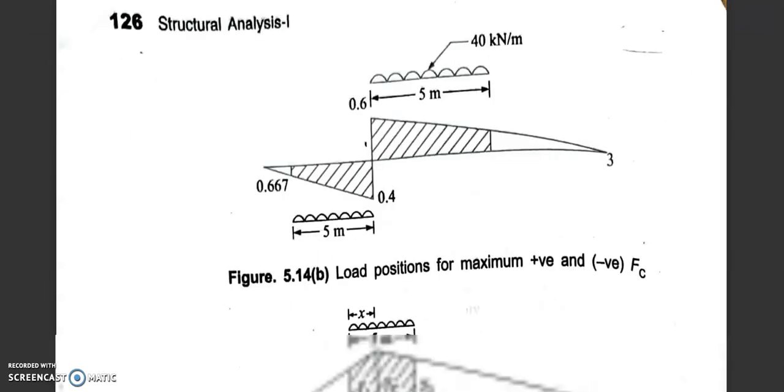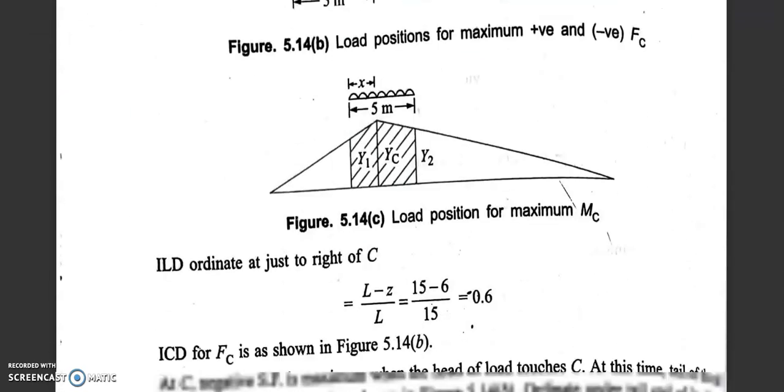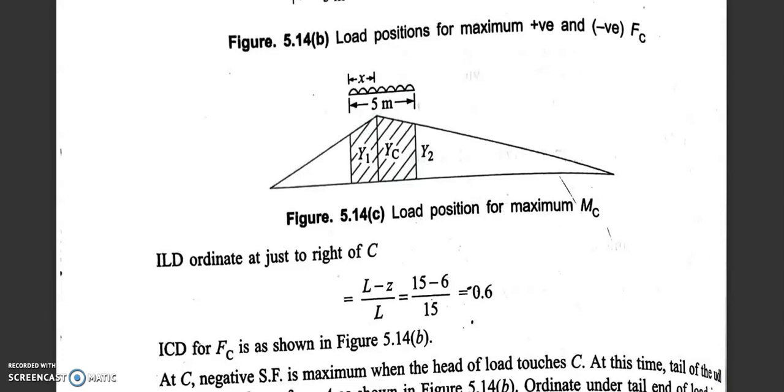We can place it like this. And next, as I have told you, for the bending moment value, what should you do? L minus Z by L, that is the ordinate value. The maximum ordinate will be at the section.